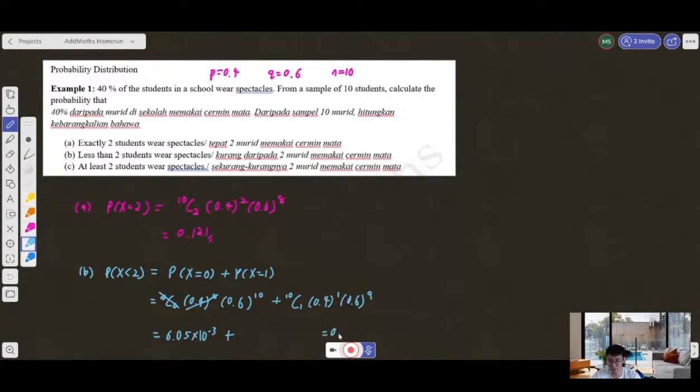this, you get 0.04636. This one, 10C1 times 0.4 times 0.6 power 9, I'm getting 0.0403. So that's the case.